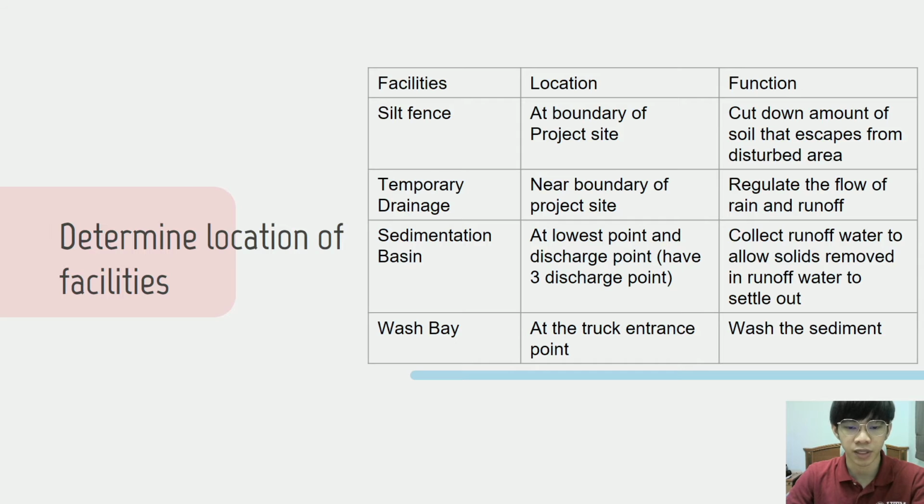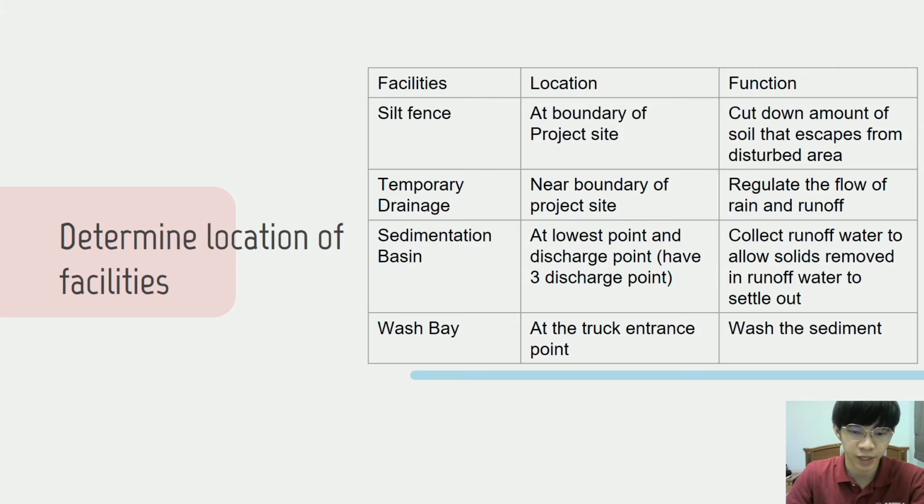Temporary drainage is placed near the boundary of the project site. It is to regulate the flow of rain and runoff, to divert the water flow into the discharge point. Sedimentation basin is placed at the lowest point and discharge point. In our project area, there are 3 discharge points.